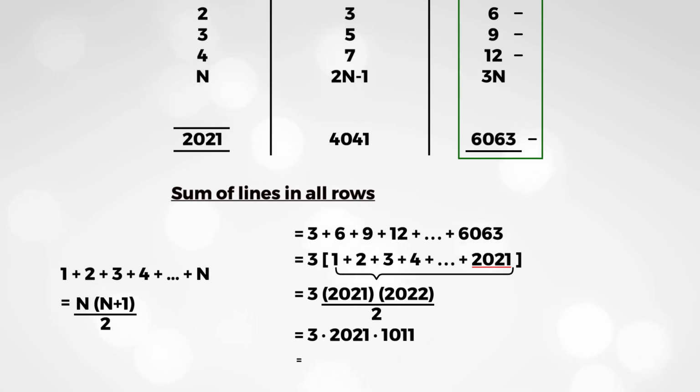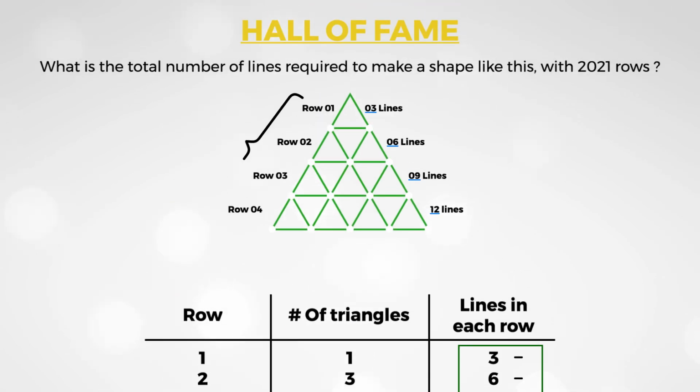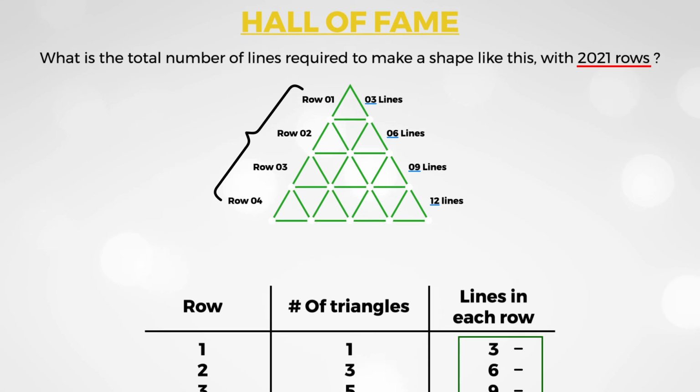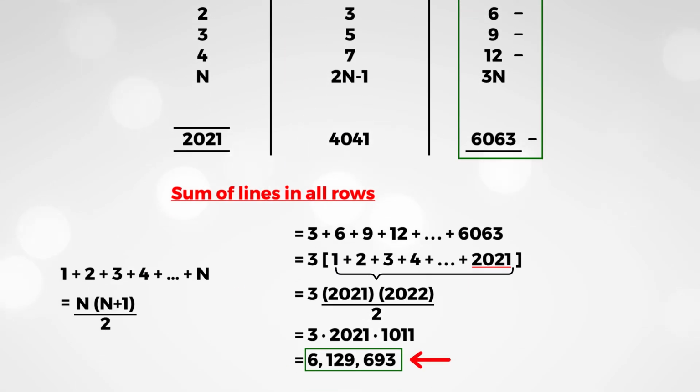and this is basically a big number, 6,129,693. This represents the sum of all the lines in all the rows. So to make a figure that looks like this with 2021 rows, you will need a total of 6,129,693 lines.